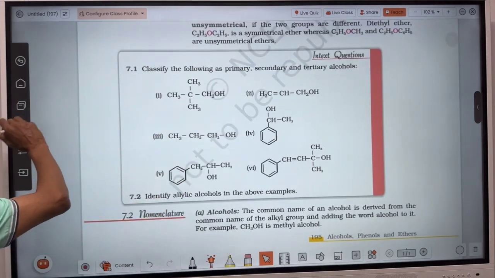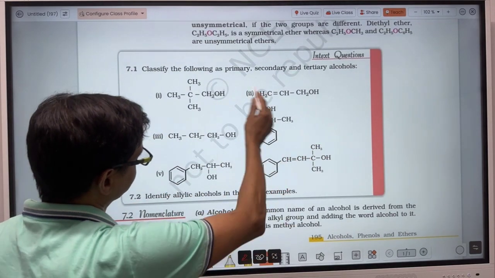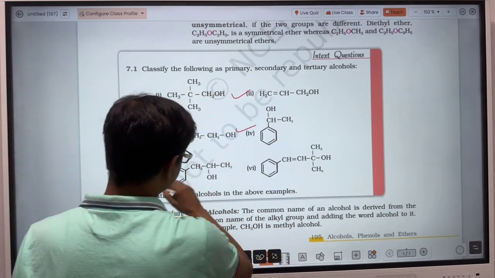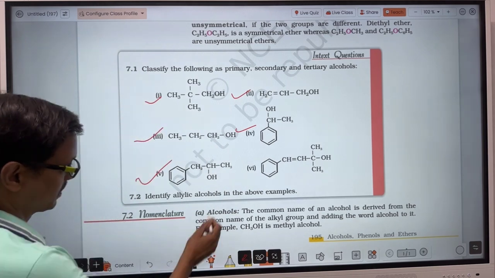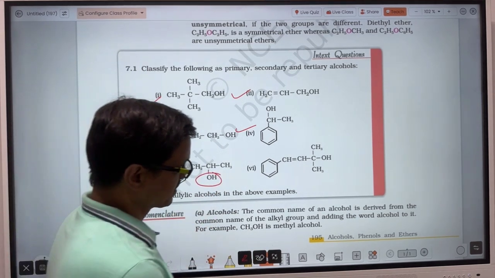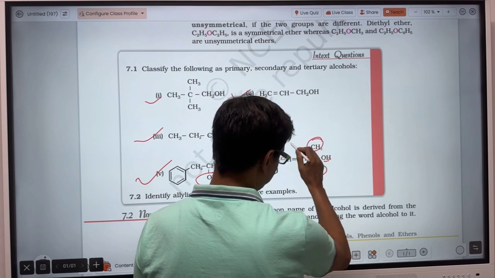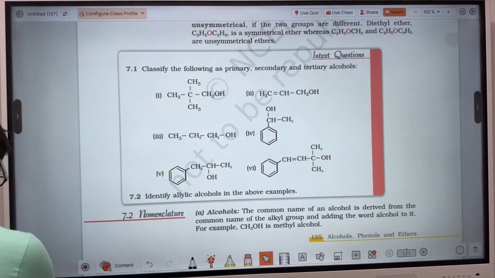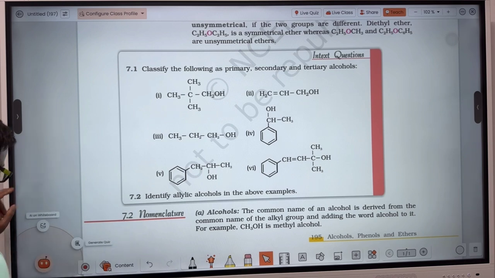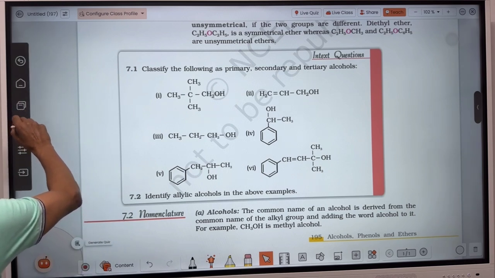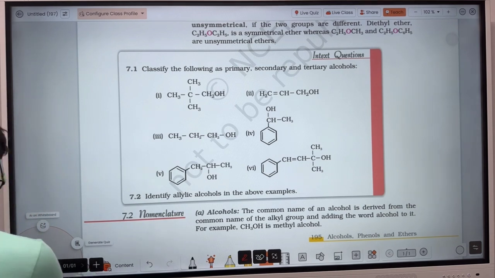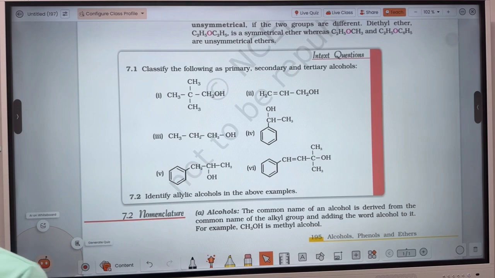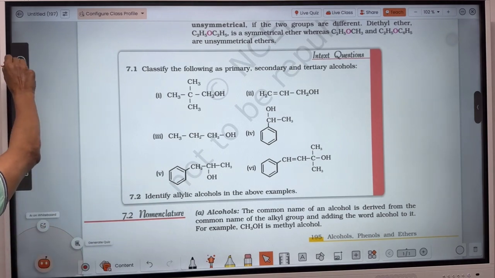Primary, secondary, tertiary alcohol, I think you can do very easily. So here this is primary alcohol, this is secondary because OH is bonded to a secondary carbon. Here it is tertiary because OH is bonded to a tertiary carbon atom. So that's why it's tertiary alcohol. That question was very easy. Now let's see the nomenclature here. We will have to consider the nomenclature.